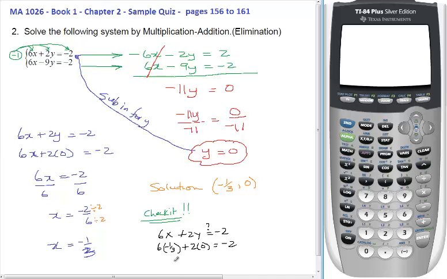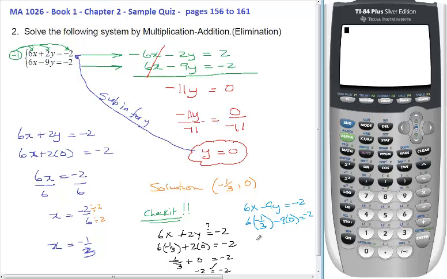6 times negative 1/3 is negative 6 over 3. Plus 0 equals negative 2. Negative 6 over 3 is negative 2. Add 0, still negative 2. So it does work in the first one. Checking the second one, which is 6x subtract 9y equals negative 2. I get 6 times negative 1/3 minus 9 times 0 equals negative 2.